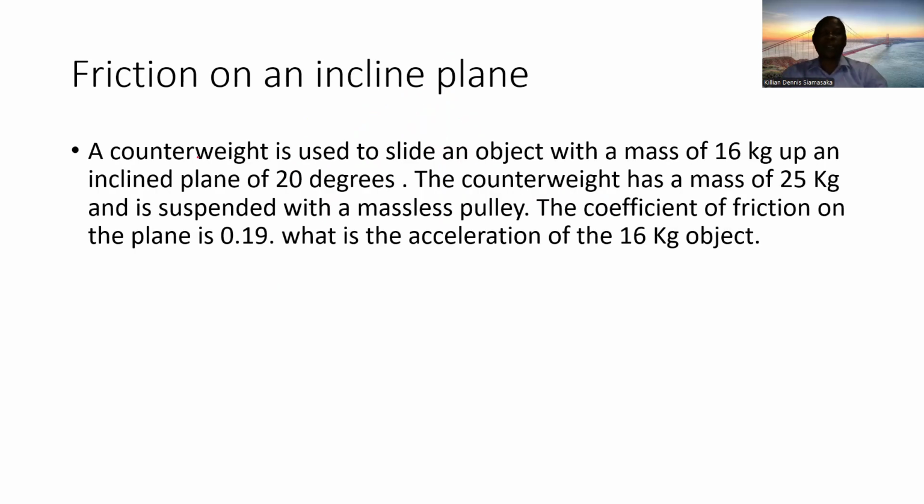So let's read the question and understand it, so we can apply the concepts to solve it. A counterweight is used to slide an object with a mass of 16 kg up an inclined plane. The counterweight has a mass of 25 kg and is suspended with a massless pulley. The coefficient of friction on the plane is 0.19. What is the acceleration of the 16 kg object? So this is actually the question.